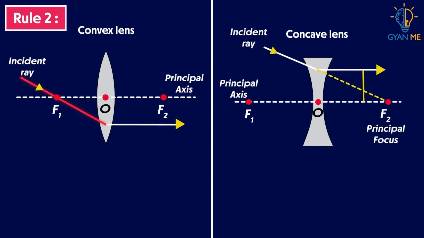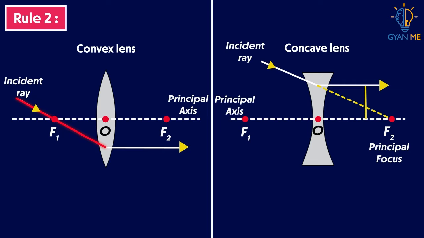As you can see, this is the incident ray. It is passing from the focus and it touches the lens at this point. Yes, this is the case of a convex lens. Now, as it passes through this prism of the lens, it bends at this angle and emerges out of the lens on the opposite side, becoming parallel to the principal axis.